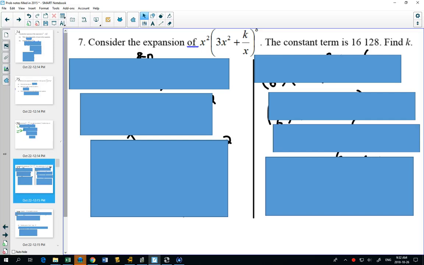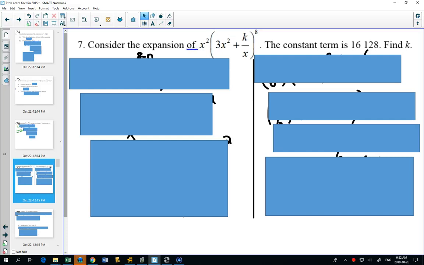Here's another old exam question. What's different about this one? Right? Consider the expansion of this. Sorry, there's a little 8 there. I can move it down. There you go. Consider the expansion of this. The constant term is 16,128. Find k. What's different about this question? There's something outside the brackets. That x to the minus 2.